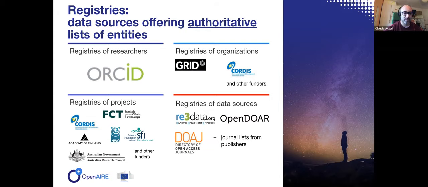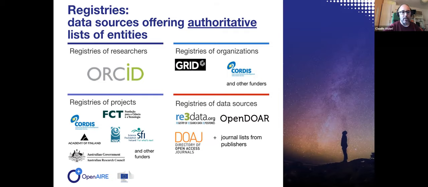Then we have registries for projects, again Cordis plus several funders scattered around Europe, but not limited to Europe. And last but not least, registries for data sources like OpenDOAR, re3data, DOAJ, for the journals and the publishers.